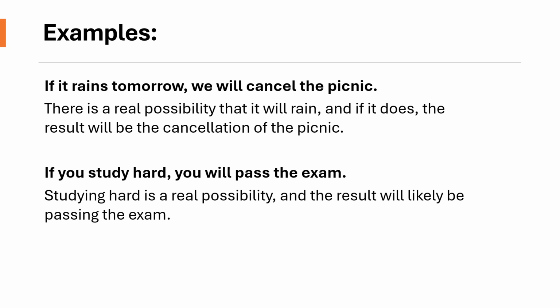Examples of first conditional sentences. If it rains tomorrow, we will cancel the picnic. There is a real possibility that it will rain, and if it does, the result will be cancellation of the picnic. If you study hard, you will pass the exam. Studying hard is a real possibility, and the result will likely be passing the exam.